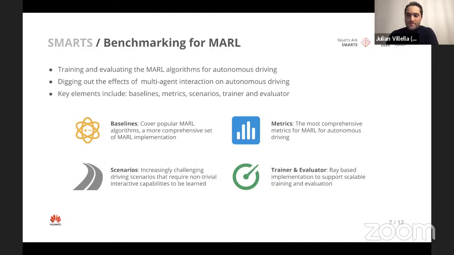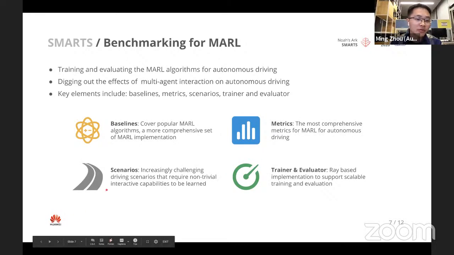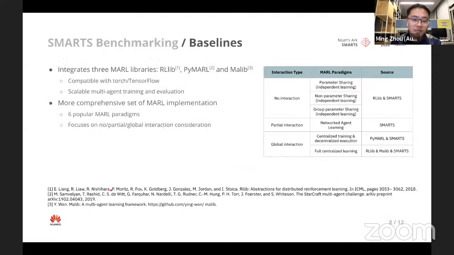As a natural technique to solve the multi-agent interaction problem, multi-agent reinforcement learning has been researched for many years. So it is a straightforward idea to use it to dig out the effects of agent interactions in autonomous driving. Key elements are listed in this slide: baselines, metrics, scenarios, and programs for training and evaluation. Now I will introduce them in the next minutes. Our target is to train and evaluate multi-agent learning algorithms with given metrics and scenarios.